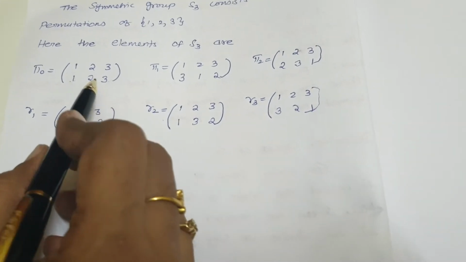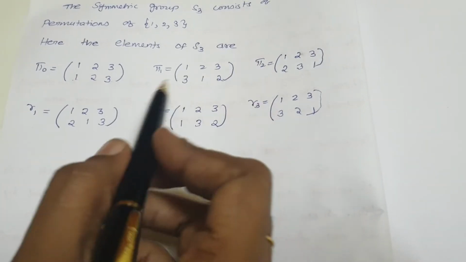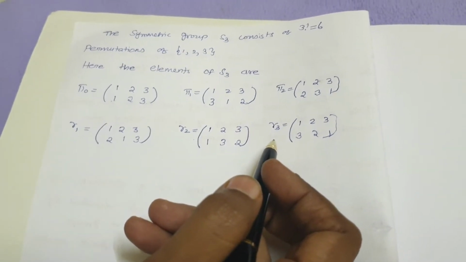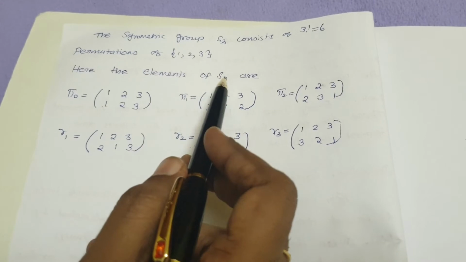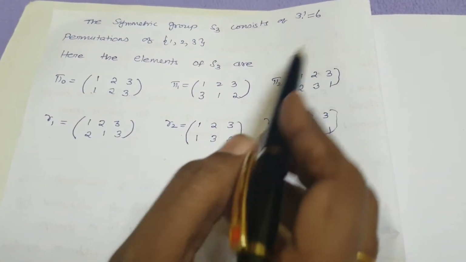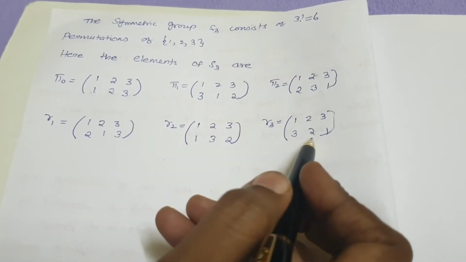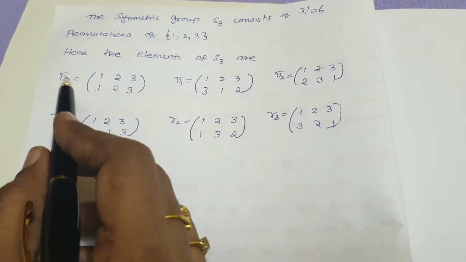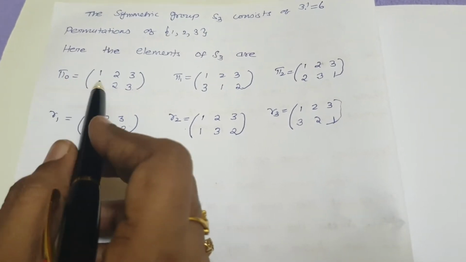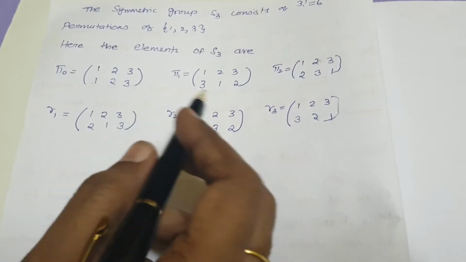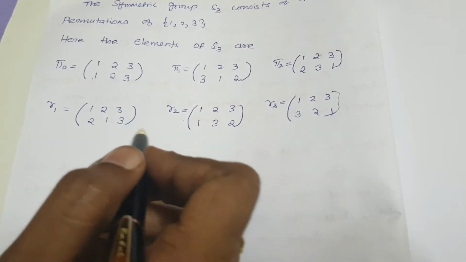So pi naught, pi 1, pi 2, R1, R2, R3 are unique values. S3 is nothing but 3 factorial, that is 6 combinations, 6 elements exist. Among the 6 elements, fix pi naught, the identity, as the fixed one, and the remaining 5 values can be considered as varying, that is not a problem.